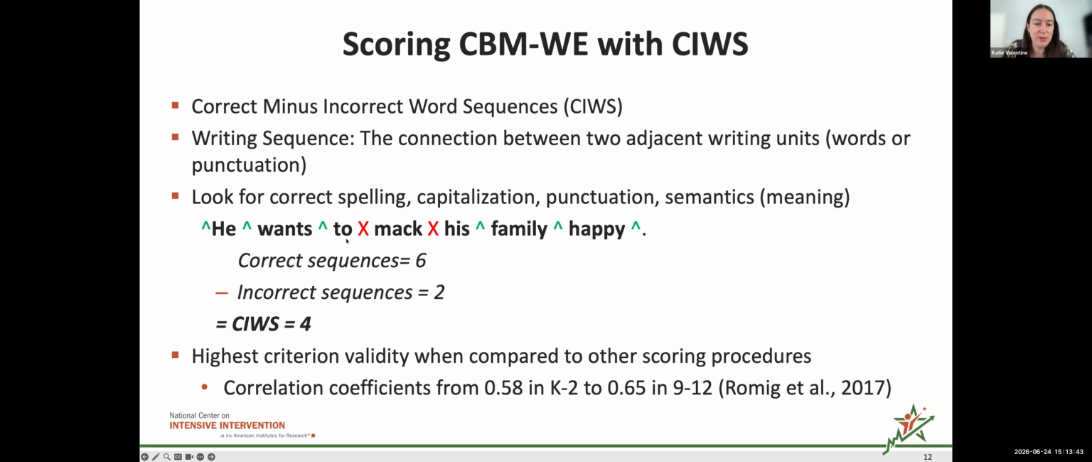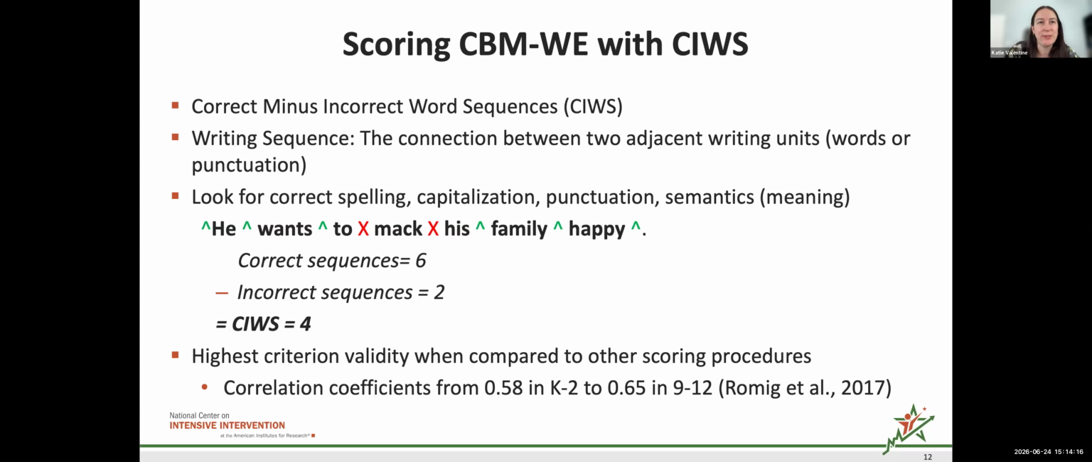When we get to the sequence in between to and make, you see that make is not accurately spelled, and so that's indicated with a red X. That's an incorrect sequence. The sequence between make and his is also incorrect because make is still spelled incorrectly. And we keep moving along, his family. Those are both spelled correctly and used correctly. Happy family. And then we add another sequence between happy and the final punctuation mark.